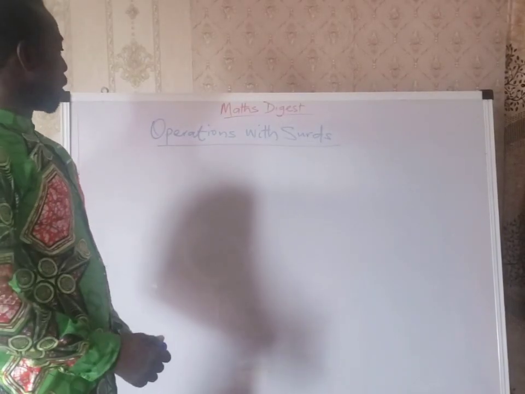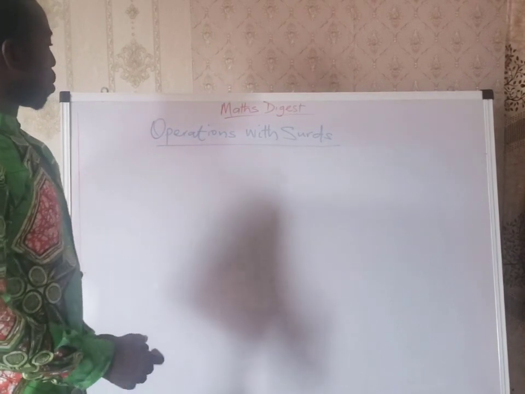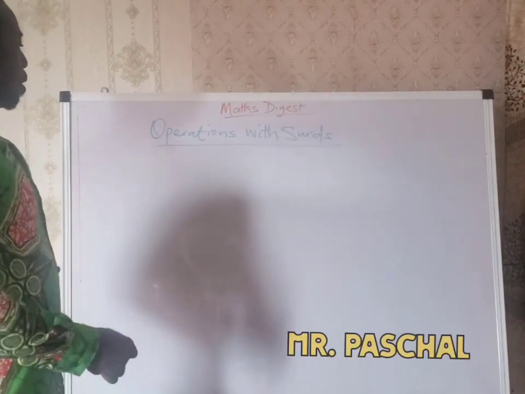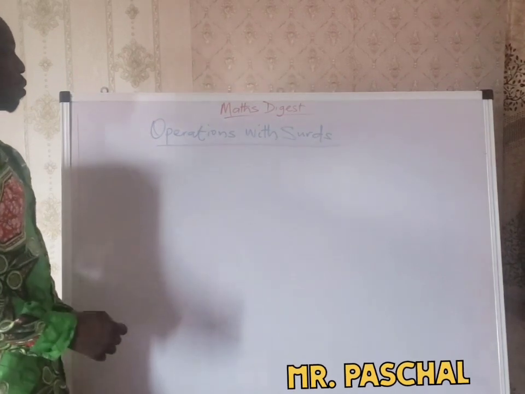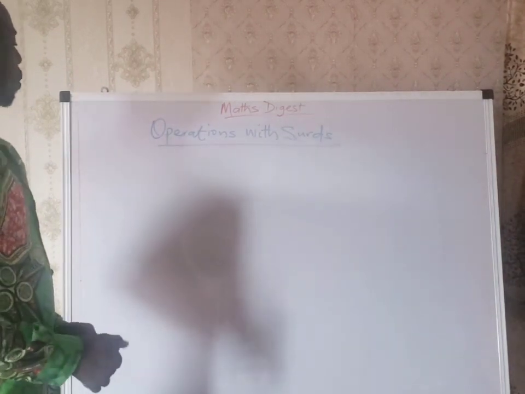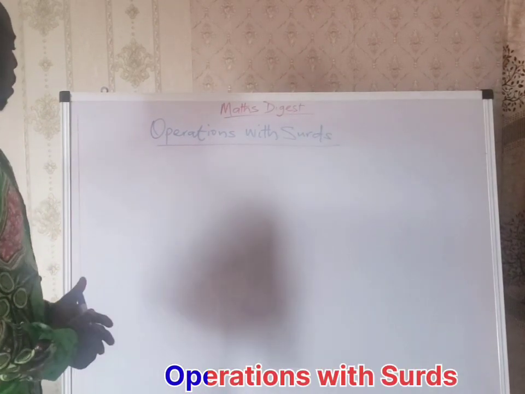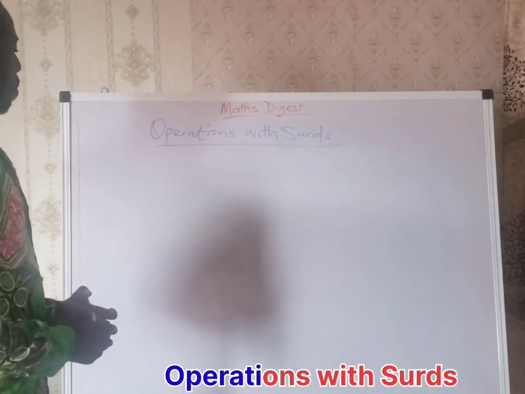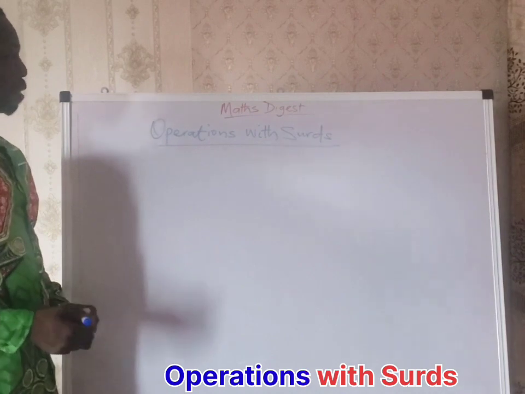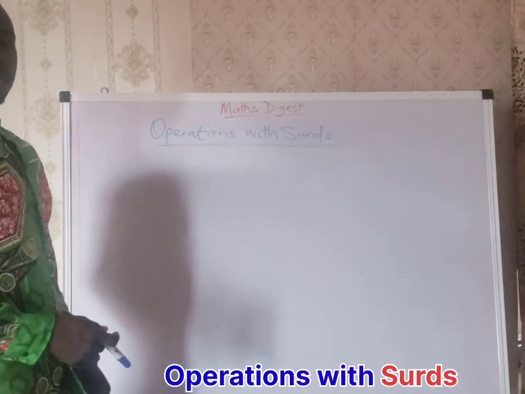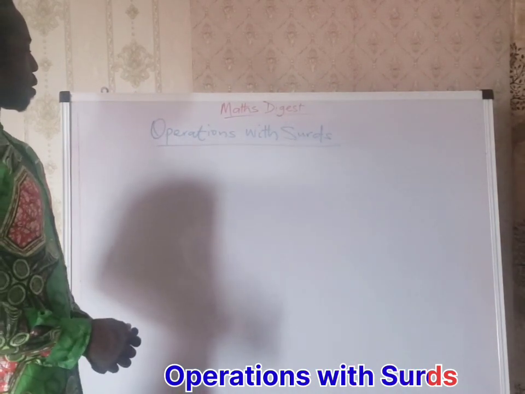All right, welcome to this class, Operation with Surds. When you're talking about operation with surds, you look at it from the angle that they are irrational numbers. And one may ask, what are rational or irrational numbers?